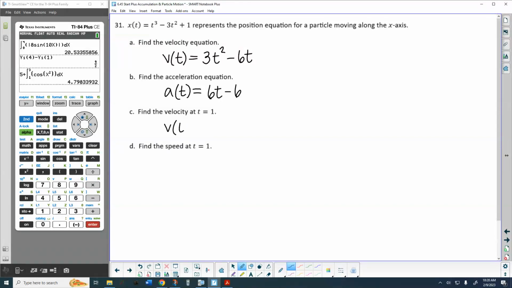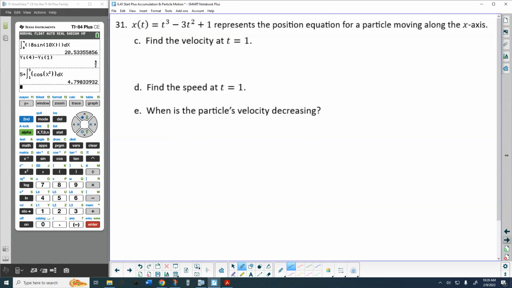Okay, our next question is, can you find the velocity at time 1? Easy peasy. Velocity at time 1 is 3 times 1 squared minus 6 times 1, which is -3. Remember that speed is the absolute value of velocity. So speed equals the absolute value of the velocity at time 1, which is 3. That wasn't too bad so far. I don't know what's next. Find the velocity. Oh, we already did that. Didn't we already do C and D? Okay, we're on E.